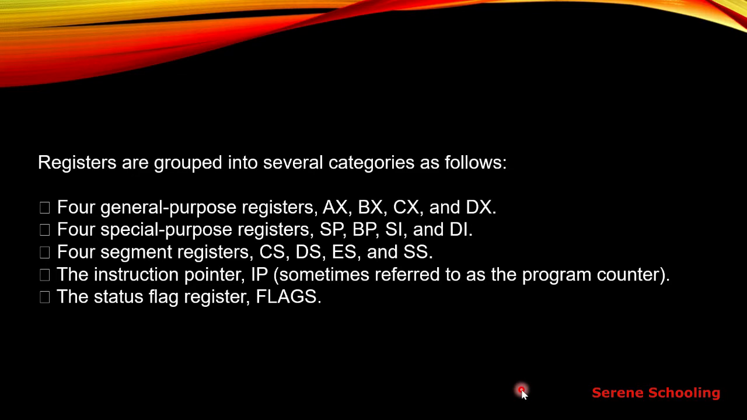And registers have several categories as well. For example, general purpose registers, special purpose registers, segment registers, instruction pointer, and status flags. We will see the general purpose registers because we use them the most in our coding. Like AX stands for accumulator register, then base register, counter register, and data register. Next come special purpose registers like stack pointer, base pointer, source index, and destination index. We will see all of these things as we come across them later on.